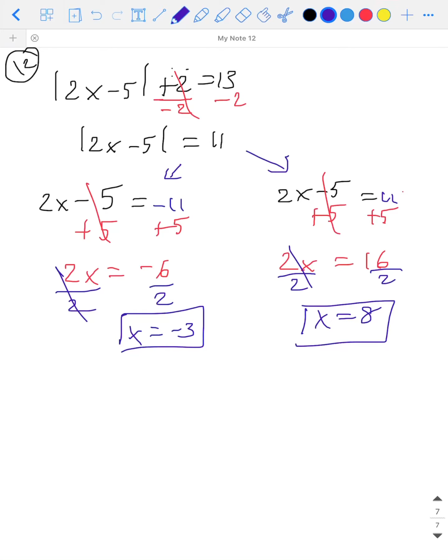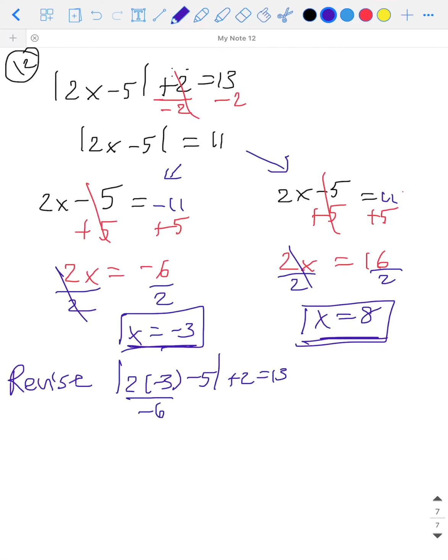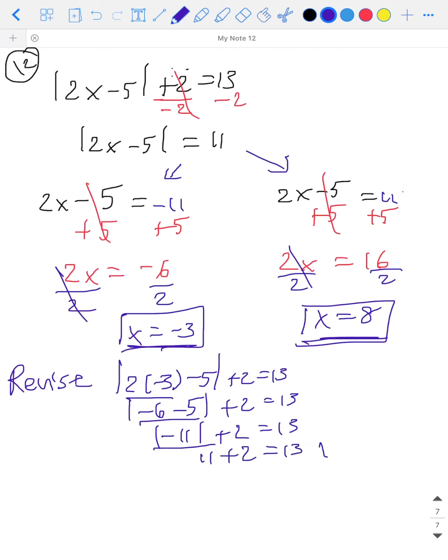And then, just like with the other problems, we're going to revise just to make sure that these solutions are actually true. 2 times negative 3 minus 5 plus 2 is equal to 13. 2 times negative 3 is negative 6. Negative 6 minus 5 is negative 11. Absolute value of negative 11 is 11 plus 2 is equal to 13, which is a true statement.